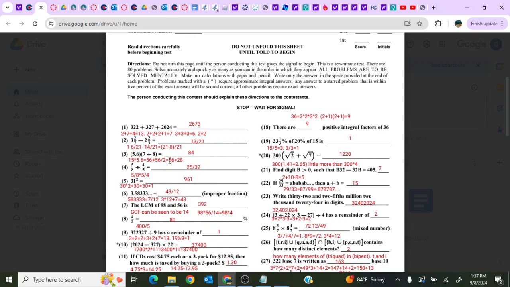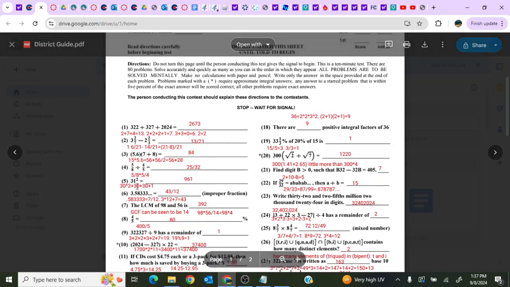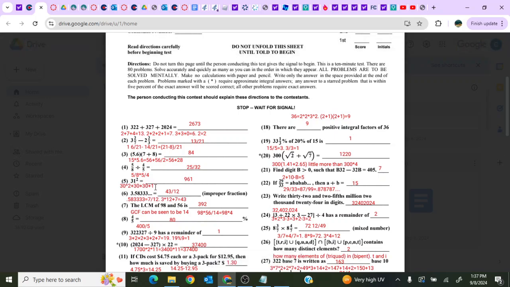Number 4, 5 over 8 divided by 4 over 5. When you're dividing by a fraction, you can flip and multiply. So flip the fraction, multiply the numbers, and you get 25 over 32. Number 5, this is 31 squared, which is equivalent to 30 plus 1 squared. If you distribute, you get 30 squared plus 30 plus 30 plus 1, and you'll get a value of 961.